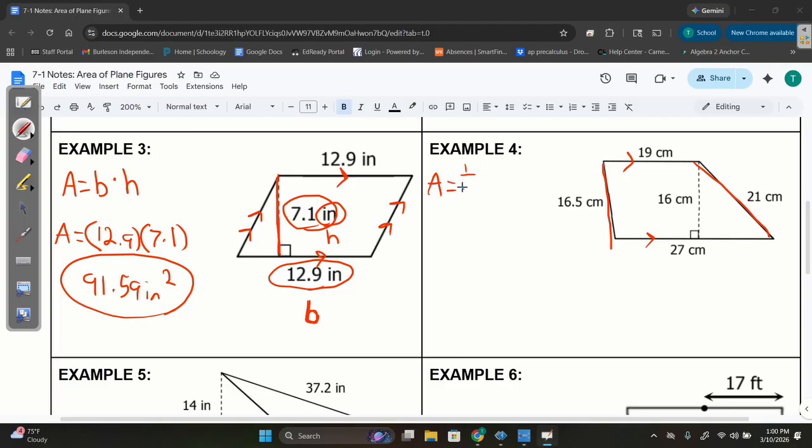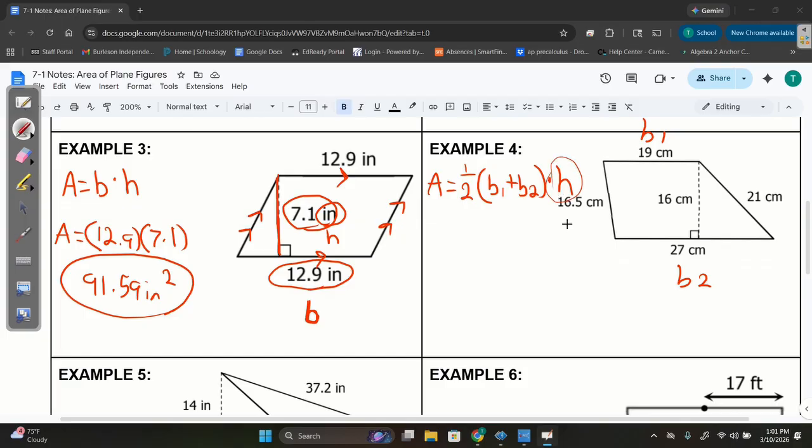is 1/2 base 1 plus base 2 times height. Now this one is a little bit complicated, so make sure you understand. Base 1 and base 2 are the top and bottom of my trapezoid. They're the things that my trapezoid can actually rest on. They're the parallel pieces. So if I'm labeling this shape, I'll label this base 1 and this base 2. Now lucky for us, it doesn't matter which one is base 1 and base 2, so long as these two pieces are my bases.